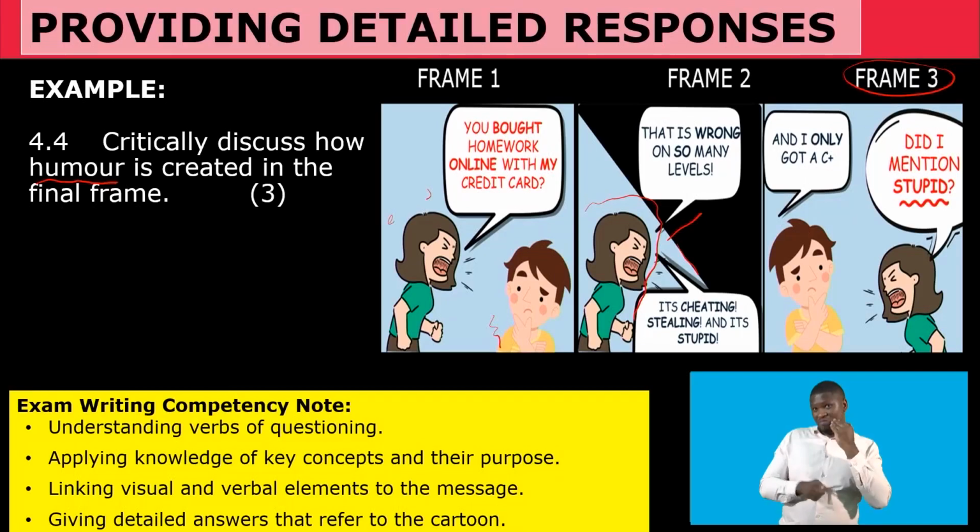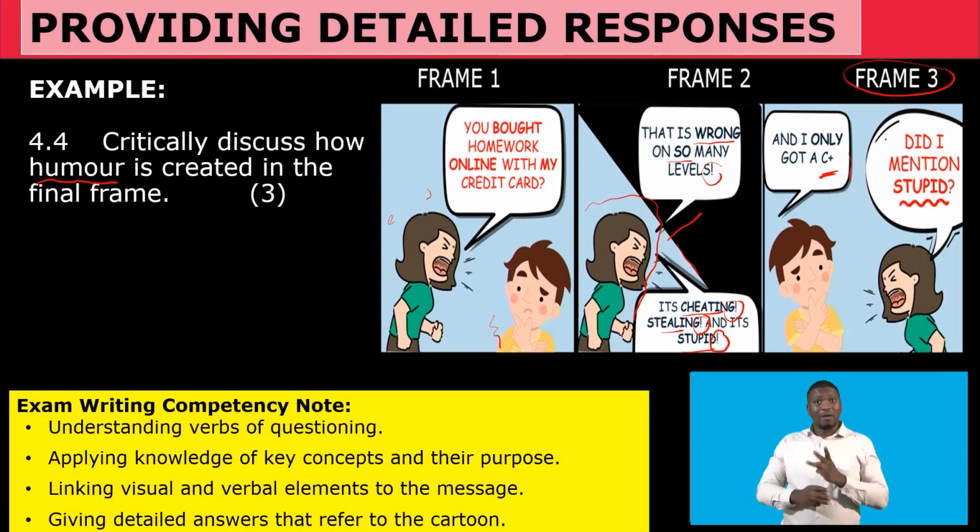Of course, we've all dealt with parents that are upset, so you must understand this very well. "That is wrong on so many levels. It's cheating, stealing, and it's stupid." 3 short sentences, all using exclamation marks. And then in frame 3, Jeremy says, "And I only got a C+." Jeremy's focus is not on the wrongdoing of using a credit card without permission to buy homework, which is also unethical. His focus is on the idea that he didn't even get a really good mark.